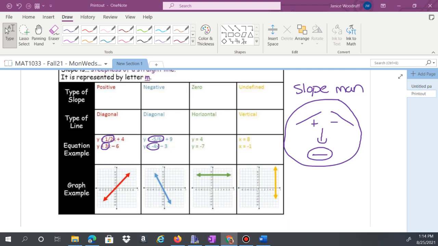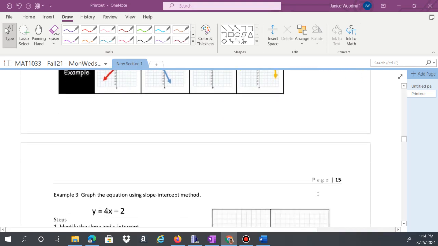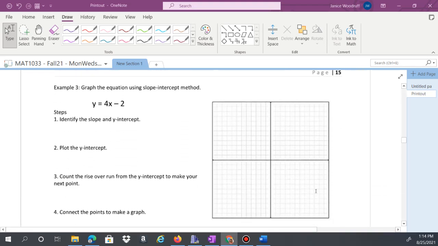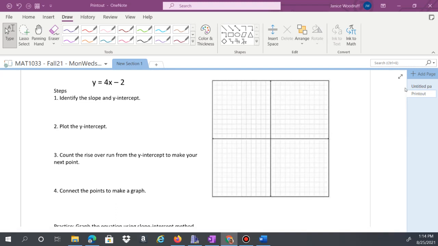Okay, so let's go ahead and graph a line using slope-intercept method. So now if you get the question that says graph using slope-intercept method, you have to have the y-intercept, the point for the y-intercept, and then the next point has to be whatever that next point using the slope is going to be. Okay, so first get the equation in slope-intercept form, and then identify the slope and the y-intercept.